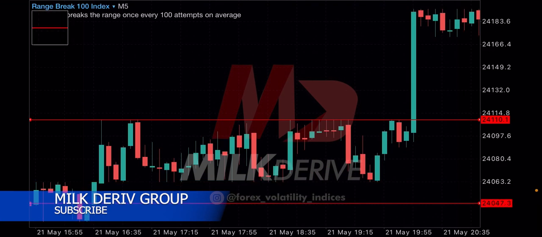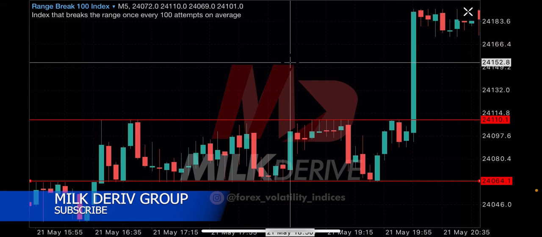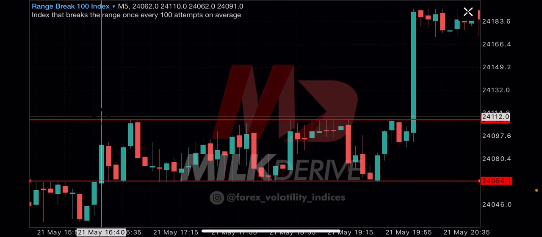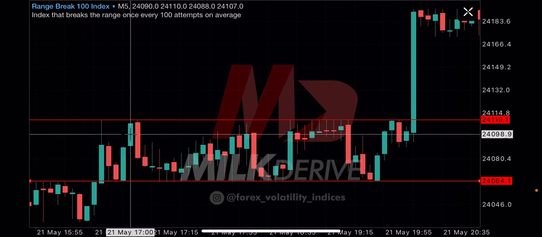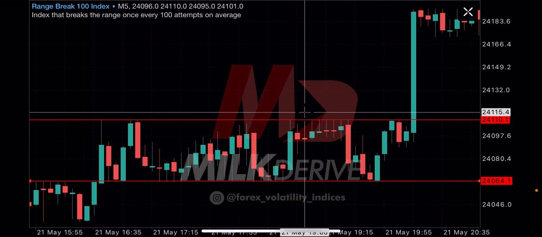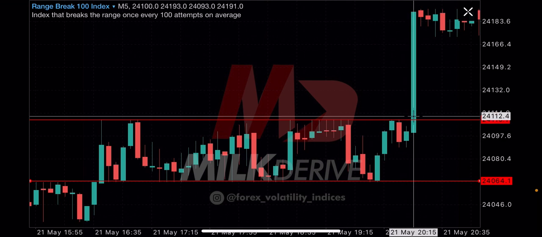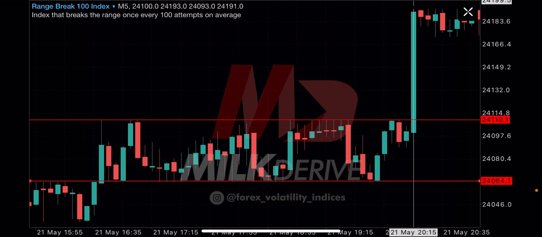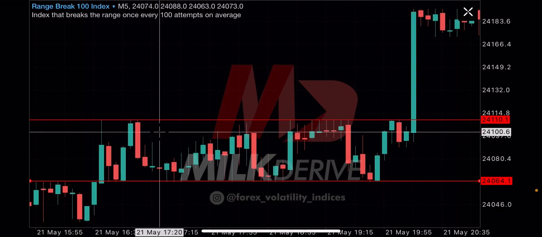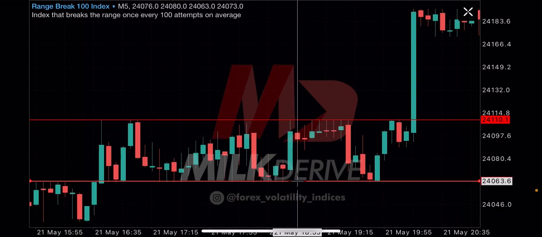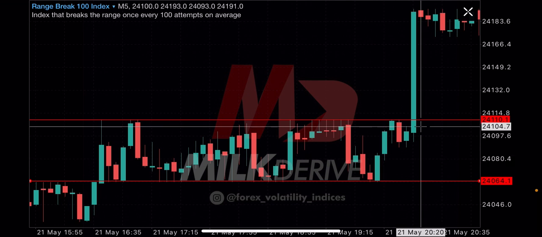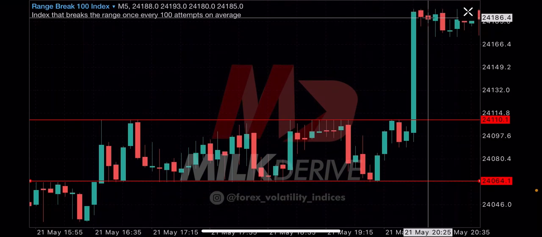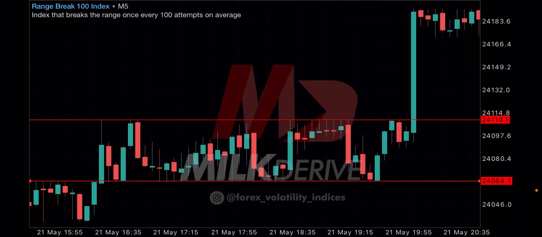Now look at this. The market was moving in a range. Once it gets here, it comes back here. Once it gets here, it comes back here. That was how the market was moving, and then at a particular time it broke to the upside. That is a range. The market moves for a particular time, and then it will just break away from the range.